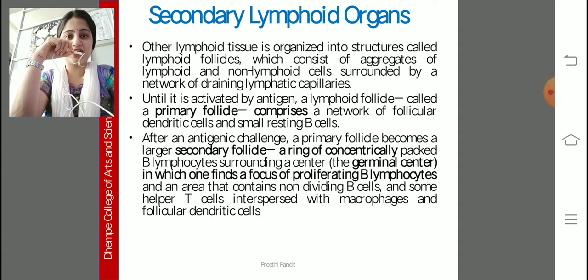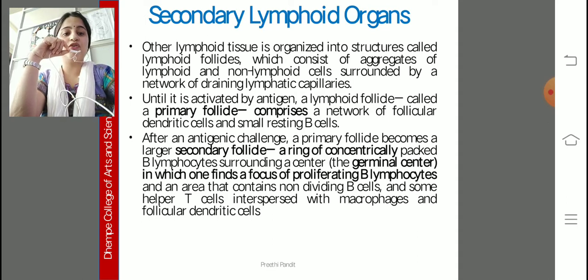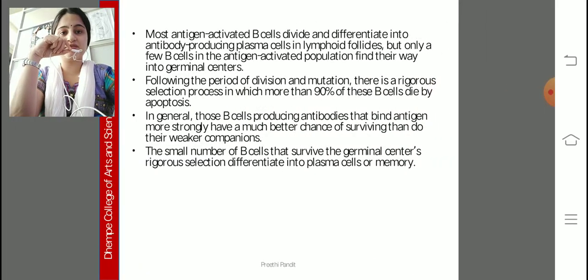And once the antigen is exposed, or antigenic challenge as we know it, the primary lymphoid follicle starts enlarging, grows in size, and becomes a secondary lymphoid follicle, which has a ring of round concentric arrangement of B lymphocytes, with a central germinal layer in which the proliferating B lymphocytes are present, and they also have the helper T cells mixed with the macrophages and the dendritic cells. So all this complex network helps in taking care of the antigen.